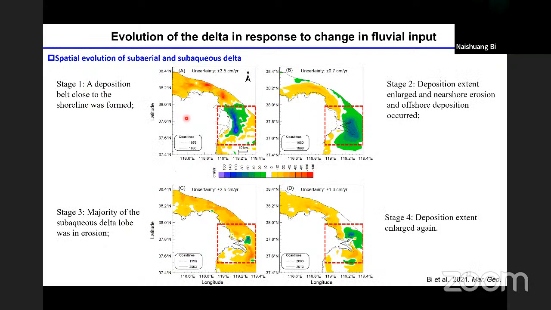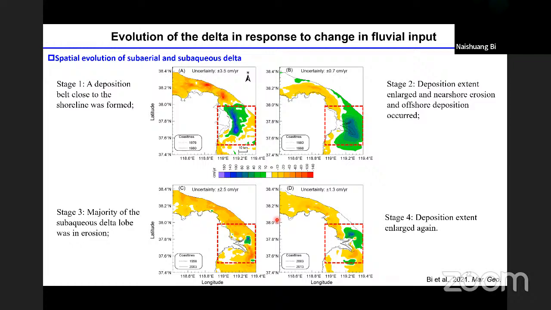And spatially, this is the spatial variability of the evolution of the subaqueous delta. This is the first stage, a deposition belt very close to the shoreline. During stage 2, the deposition extent enlarged. But in stage 3, only a limited area was in deposition. The majority of the subaqueous delta was in erosion. However, in stage 4, the deposition extent enlarged again. You can see clearly it is much larger than this one.